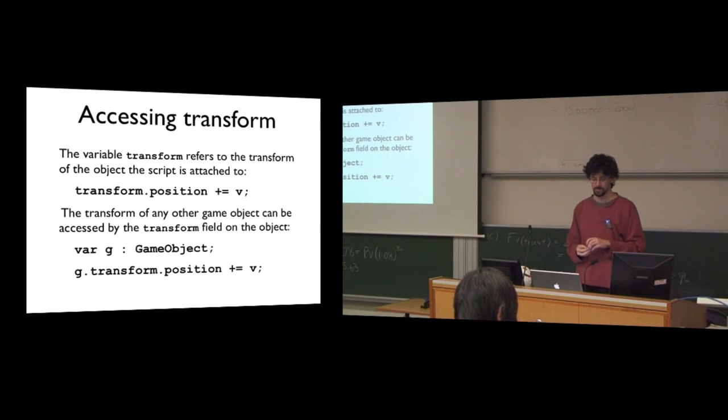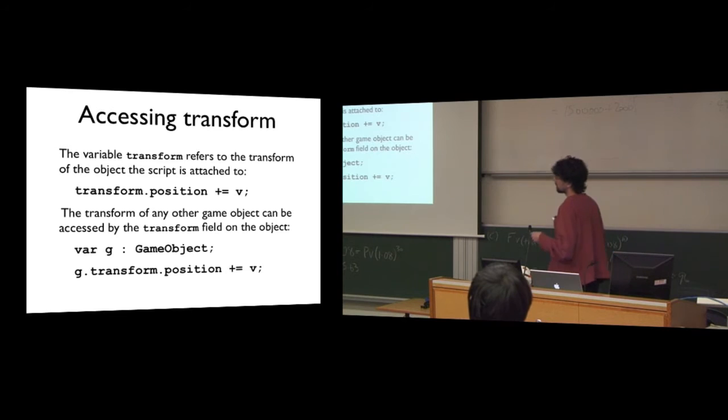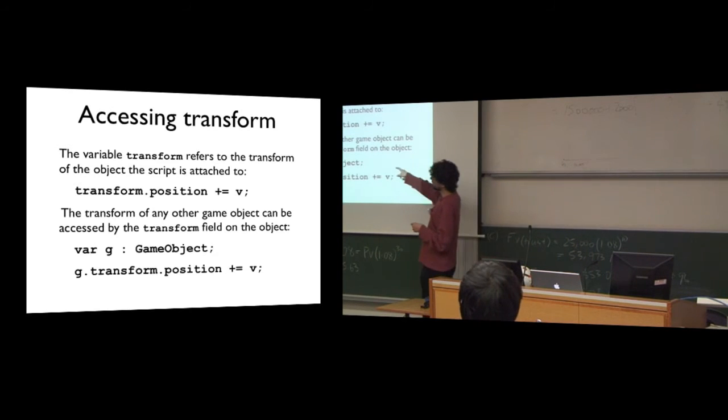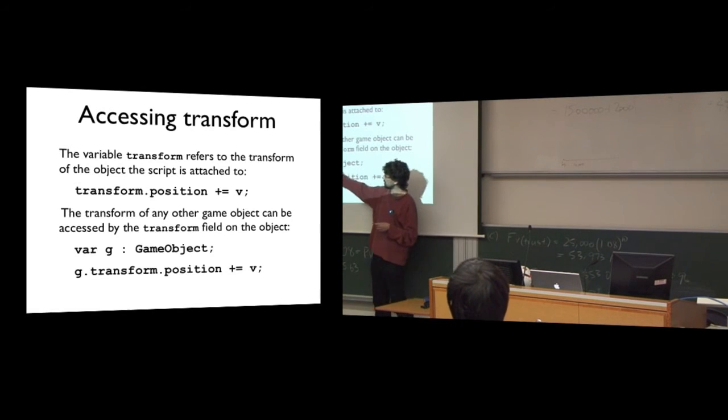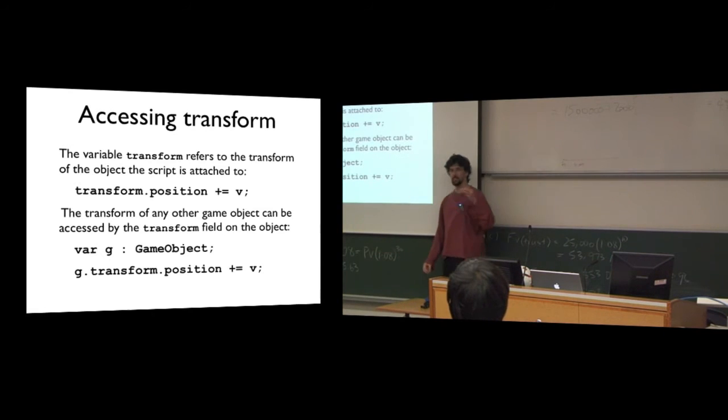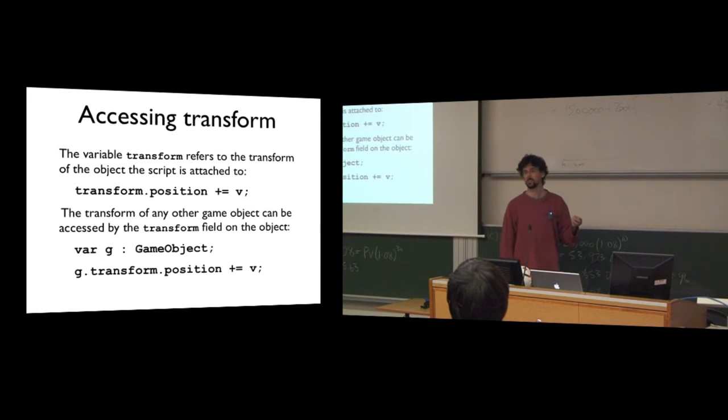If we want to get at the transform of another object, then we need a reference to the object. So a game object is a way we refer to a different object in the world. And if we have a variable g, which is that game object, then every game object has a transform field on it as well, which tells us the transform of that game object. So if we have a game object in the variable g, we can look at the transform.position of that, and if we wanted to move that object, we can add a vector to that, or whatever we want to do.